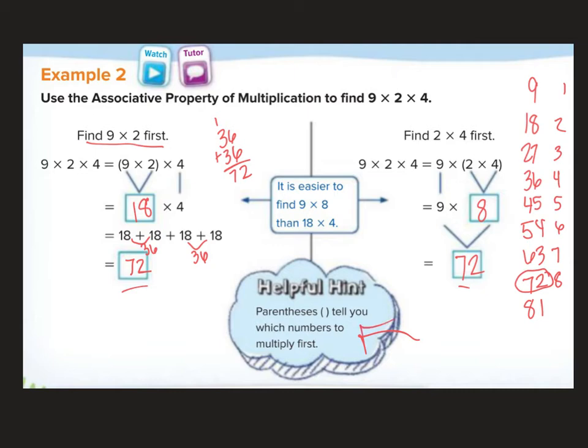And here, helpful hint says parentheses tell you what to do first. So here's what it says. It is easier to find 9 times 8 than 18 times 4. So they're saying maybe this would be the better way to do it. All right, let's keep practicing.